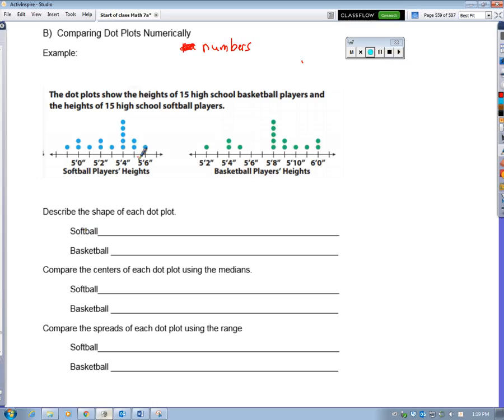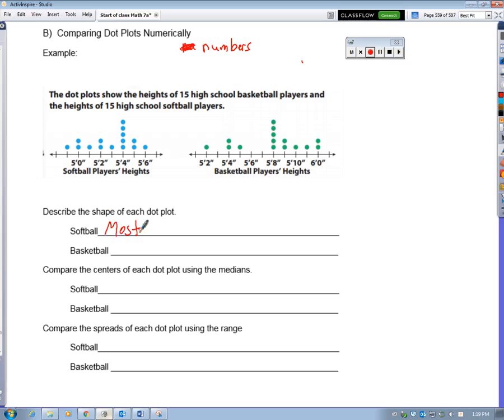So for softball, describing the shape, we have this peak, or the top of the dome, the bell right here at 5'4". So that's what I would want to say. I would want to say most of the data is here, and if you count up all the data, most of the data is right here on this side as compared to this side over here. There's 8 points here, only 7 points over here on this side.